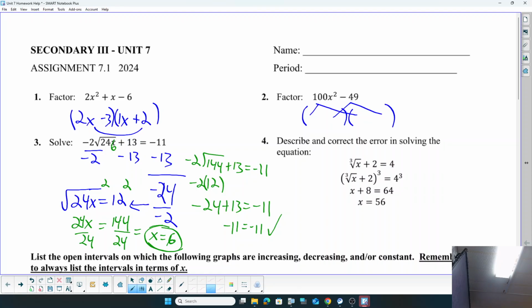Number 4, don't forget to find the error there. What did they do wrong? Describe and correct the error.